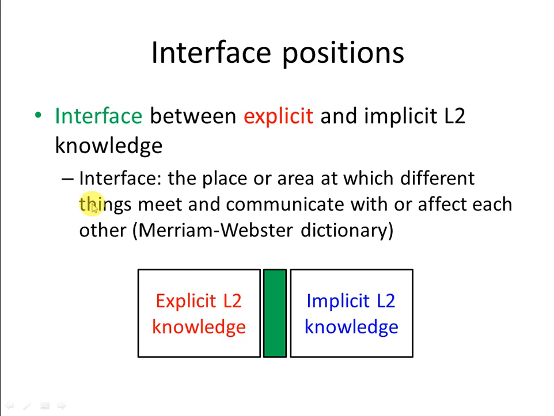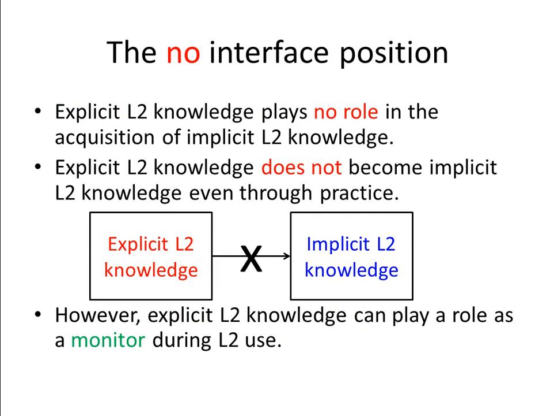So here the interface is the interface between explicit and implicit knowledge, and this is also a difficult word. What does it mean, interface? Interface is the place or area at which different things meet and communicate with or affect each other. So we have explicit second language knowledge, implicit second language knowledge, and this is the interface. So the first interface position that we are going to talk about is the no interface position. So there is no interface between explicit and implicit second language knowledge.